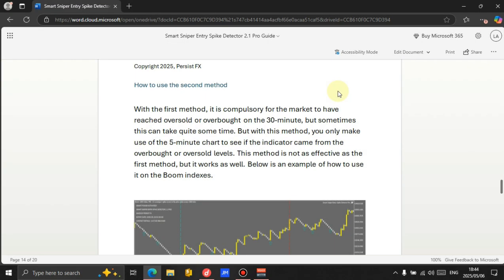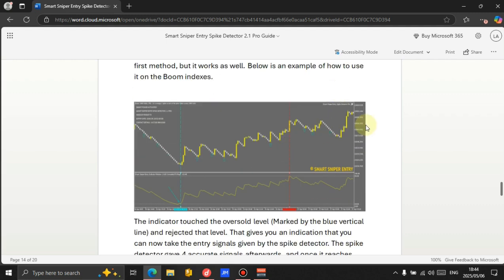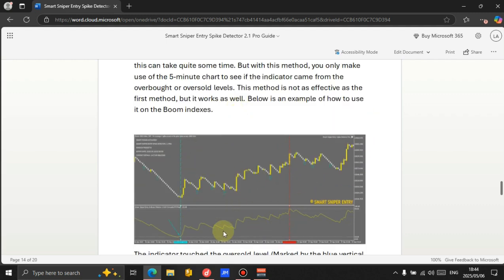So now let me show you how to use the second method. With the first method, it is compulsory for the market to have reached oversold or overbought on the 30-minute. But sometimes this can take quite some time. But with this method, you only make use of the 5-minute chart to see if the indicator came from the overbought or oversold levels. This method is not as effective as the first method, but it works as well. Below is an example of how you can use it. But instead of using this example, I would just show you a live example.